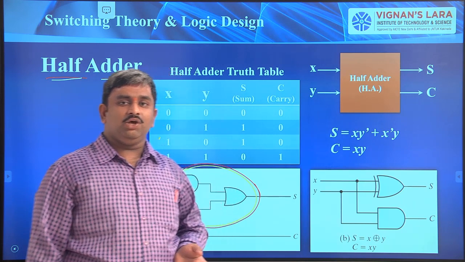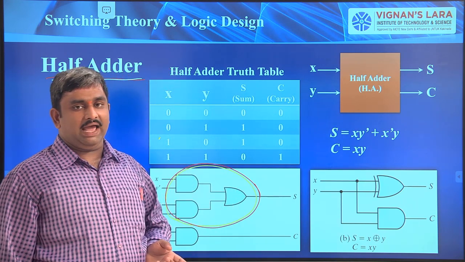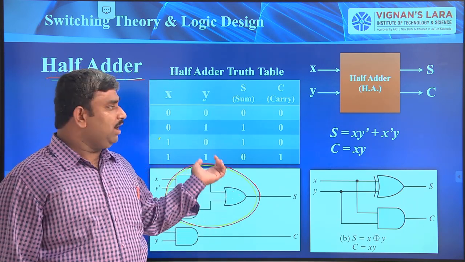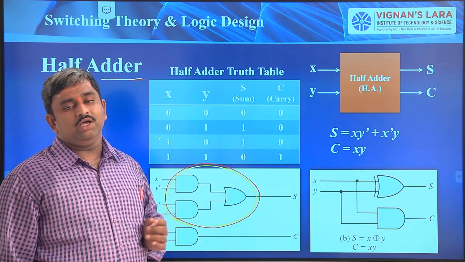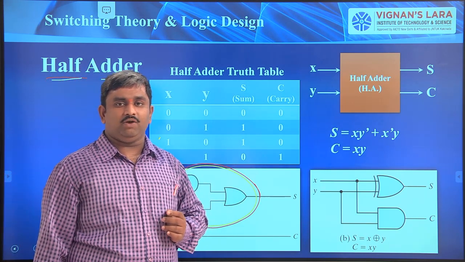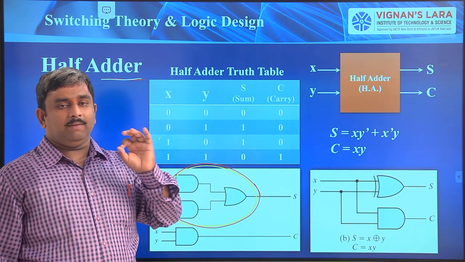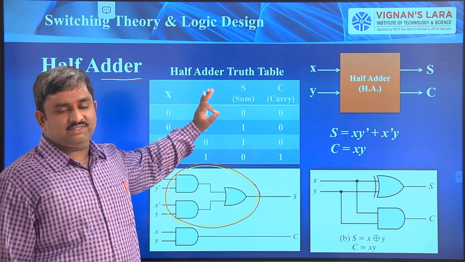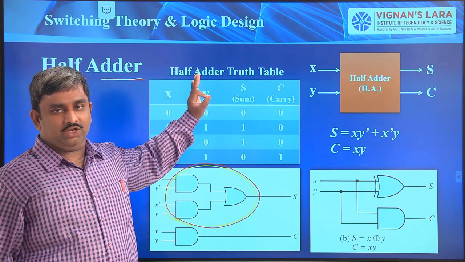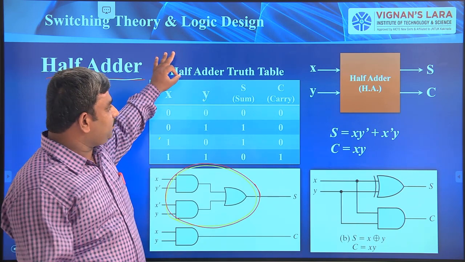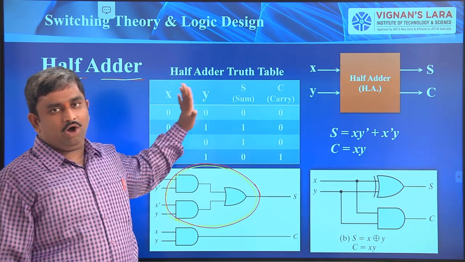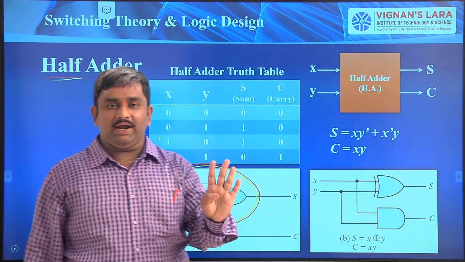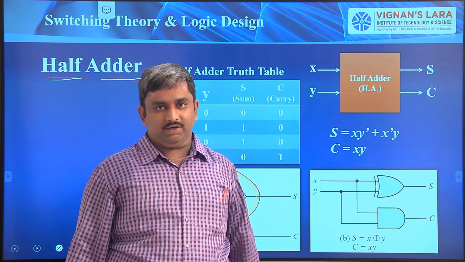In the next class, we will see the full adder circuit diagram, and after that we will continue with subtractors, half subtractor and full subtractor. So finally, I am concluding that in this class we have seen what is meant by a combinational circuit and what is meant by a sequential circuit. In the combinational circuit, we have learned about the half adder. In the next class, we will see full adder, half subtractor, full subtractor. Okay, thank you.